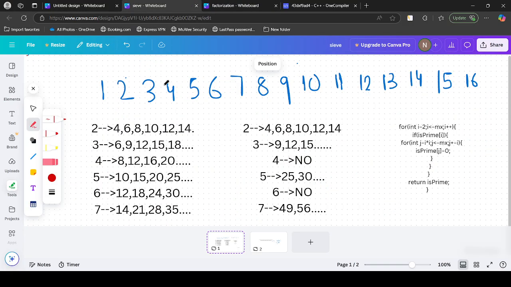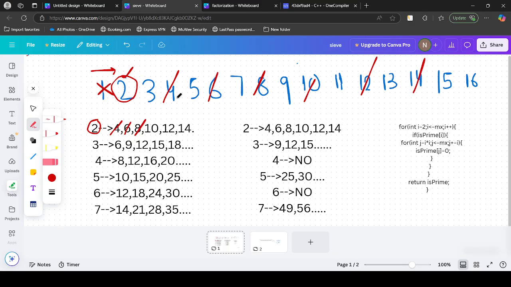Let's take some basic observations. For example, the given numbers are from 1 to 16 and we want to find the primes in this range. Let's start traversing from 2 because 1 is not prime. What numbers are affected by 2? We can say that 4 is not a prime because it is a multiple of 2, as 4 is equal to 2 into 2. Similarly 6 because 2 into 3 is 6, and similarly 8 and so on. Because of 2, all these are considered not prime, because we got a factor 2 of all these.